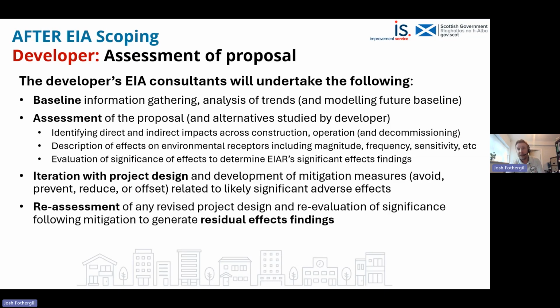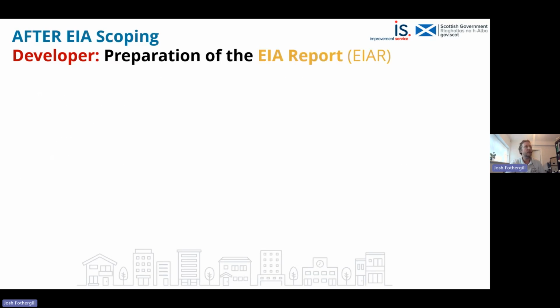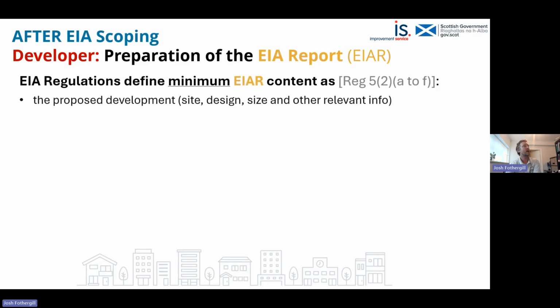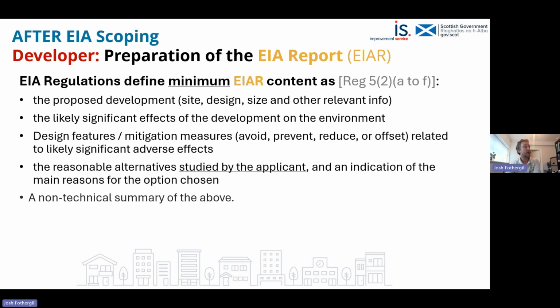They're going to reassess where the design has changed or where mitigation has been put forward and accepted by the developer. What was the significance, and what is the significance after that mitigation, and is there uncertainty? And then ultimately all of that is written up in an EIA report. Next time we'll give some consideration to what's in an EIA report, because you have to check that these requirements have been met as part of the submission process.